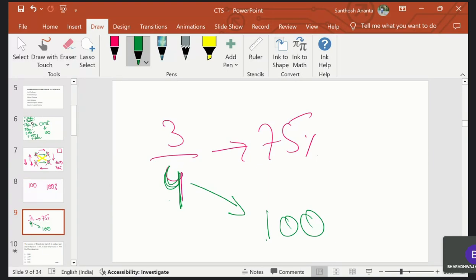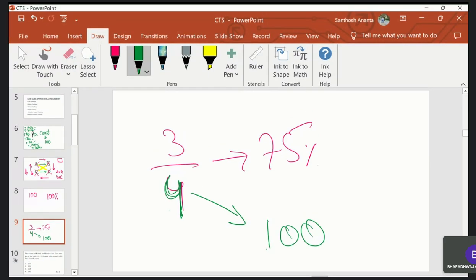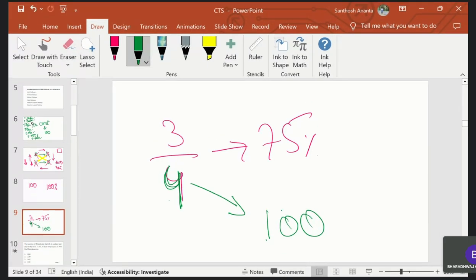Now coming to this question, in the denominator the value is 4, so we need to divide 100 into 4 parts. If you divide 100 into 4 parts, then the value of 3 parts is 75.